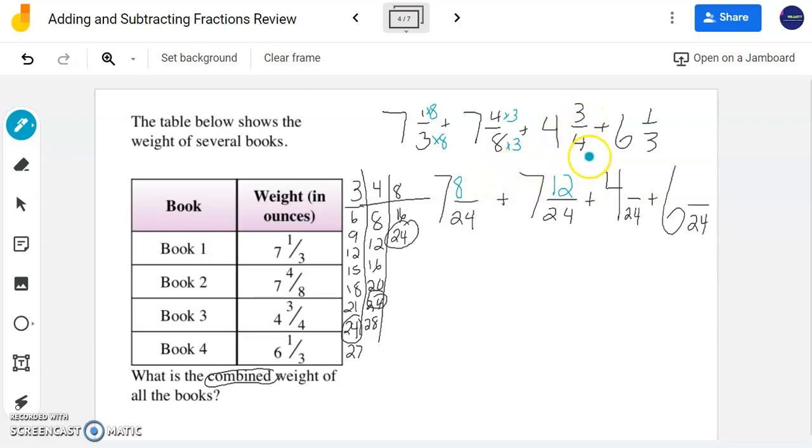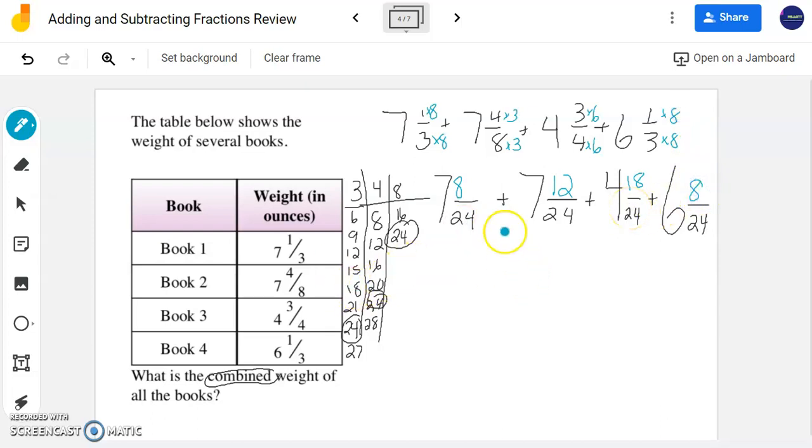Now I have 4 3/4. Well, let's find an equivalent fraction. 4 times some number is 24. Well, 4 times 6 is 24. So 3 times 6 is 18. Notice I changed one part of the fraction, I changed the other part. Here I learned from the other problem as well. 3 times 8 is 24. So 1 times 8 is 8.